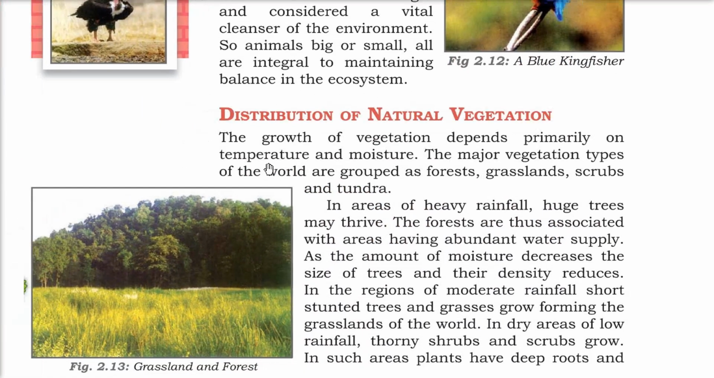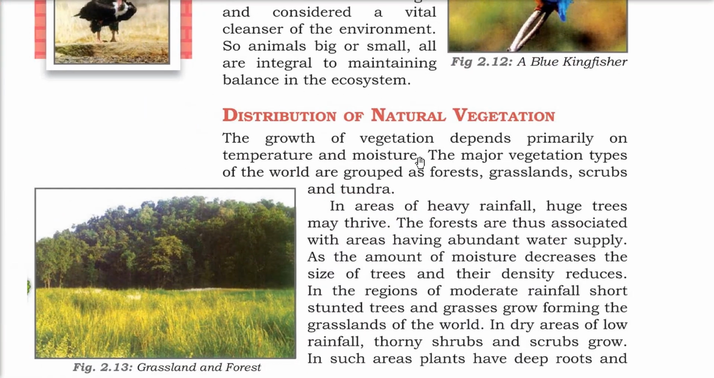So how is natural vegetation distributed? You see, the growth of vegetation depends primarily on temperature and moisture. These are very important factors. And we can categorize major vegetation types as forest, grassland, scrubs and tundra. Two of the examples you can see here: this is grassland and this is forest.